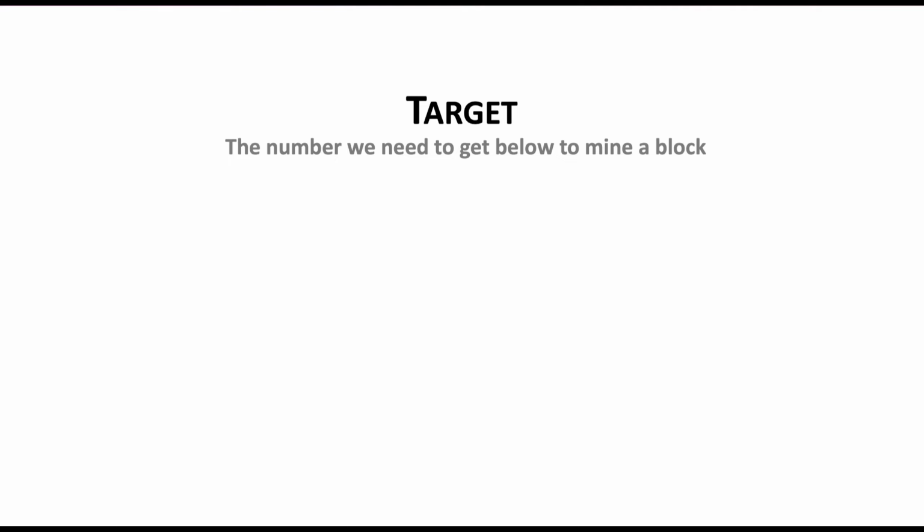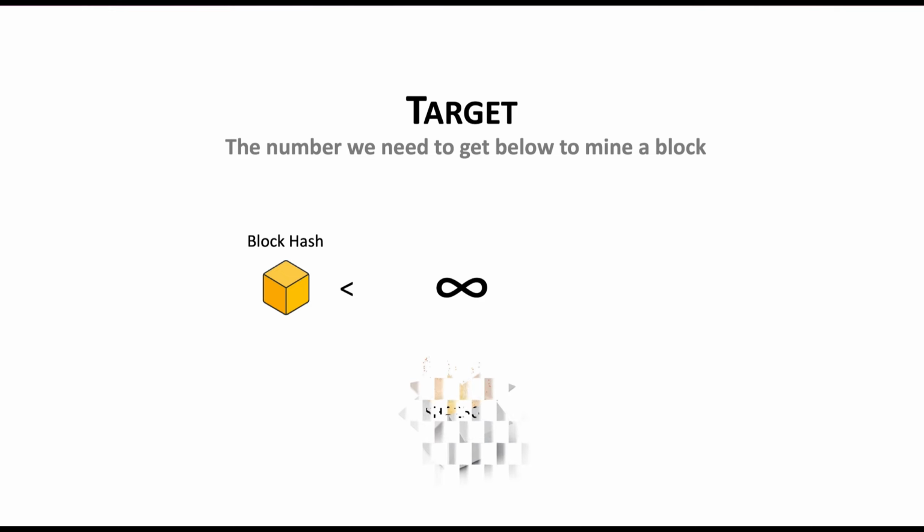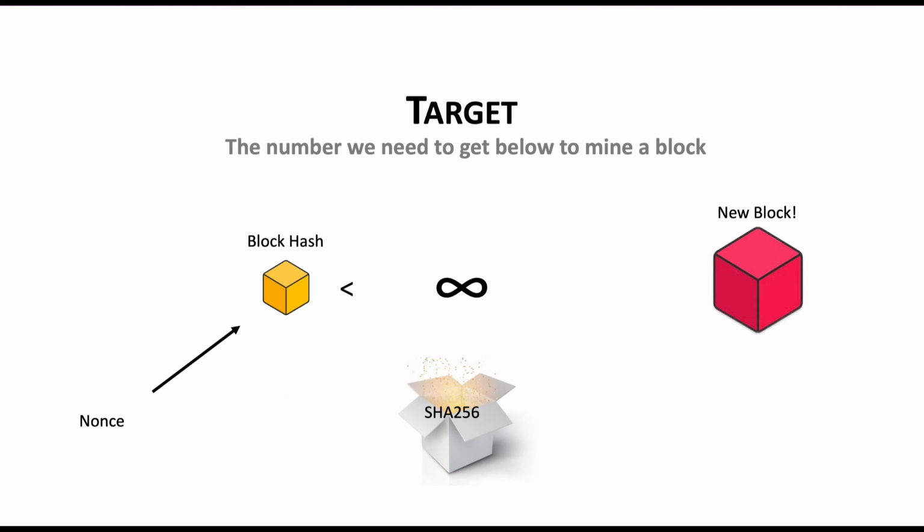Now let's imagine this situation. Let's say the target is infinite. Then no matter what hash we get will be smaller than the target, right? We already know the hash produced by SHA-256 is totally random. The hash could be very big or it could be very small. But in this case, it doesn't matter because the target is infinite. So no matter what nonce we put into the block header, the hash is always smaller than the target. So immediately mining is done and we get a new block.